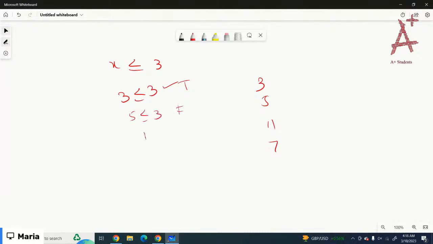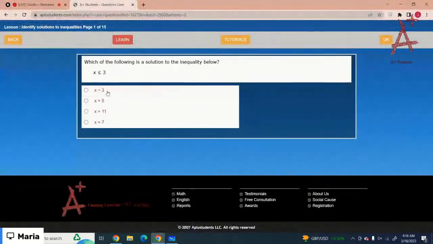Got it? Then 11 is less than or equal to 3? False. 7 is less than or equal to 3? False. That means the only true one is x equals 3. When x equals 3, the inequality is true. Got it? So the correct option is x equals 3.